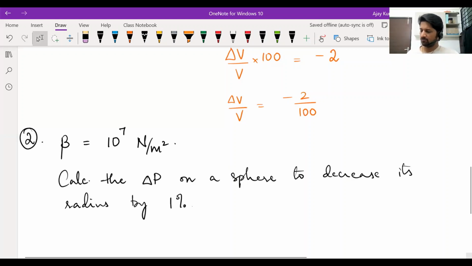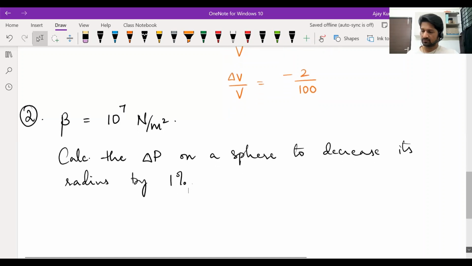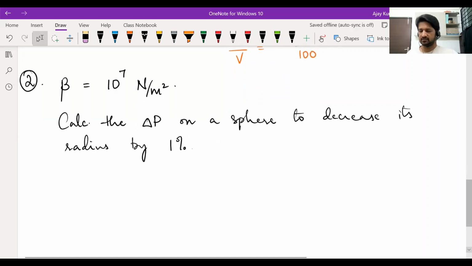So this time, instead of volume, you are asked the question in terms of percentage change in radius. Okay. So think of how to relate them, how volume change can be related to radius change, and then you can relate it to bulk modulus and find out the change in pressure. Okay. Solve this carefully. I'll give you all 3 minutes.